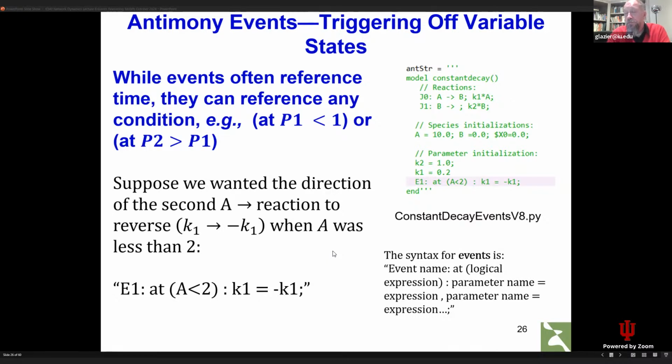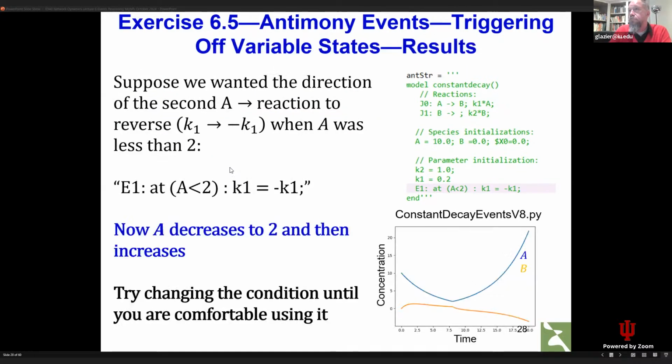Why don't you try E1 at A less than 2, K1 equals minus K1. What happens? You're going to have to run that for a little bit longer because your A didn't get down to 2 yet. So you might want to run the simulation out to time 20 or something like that. Okay, there you go. So it goes down and it comes back up. That's what we got.